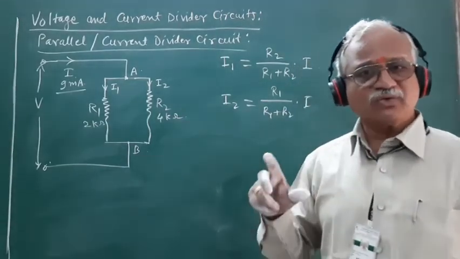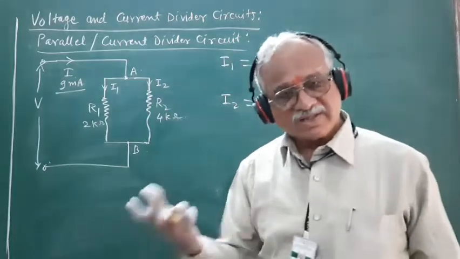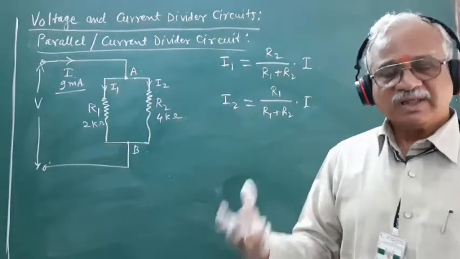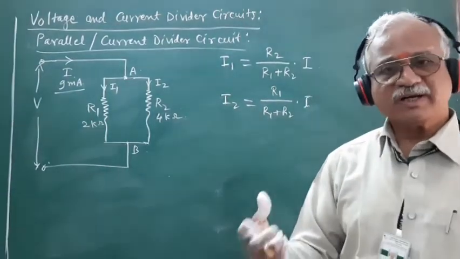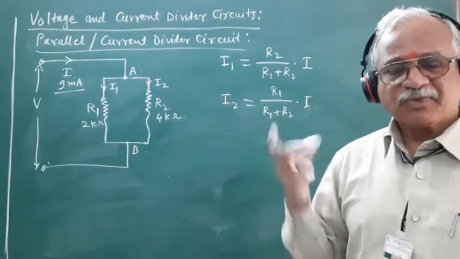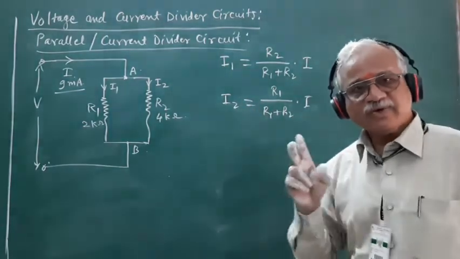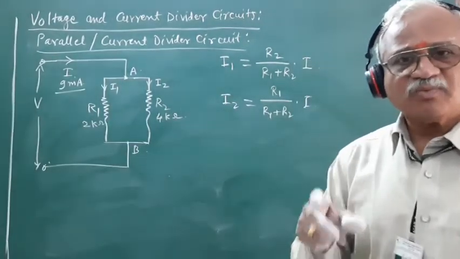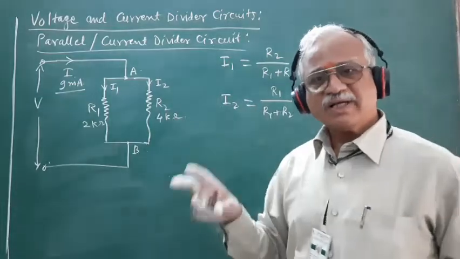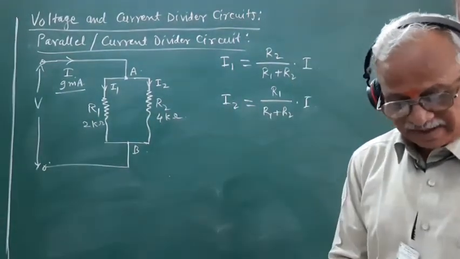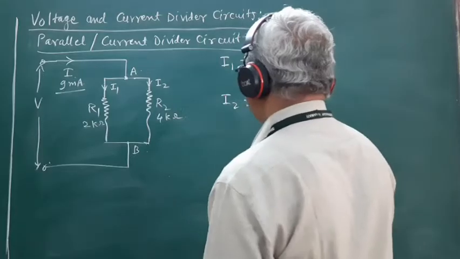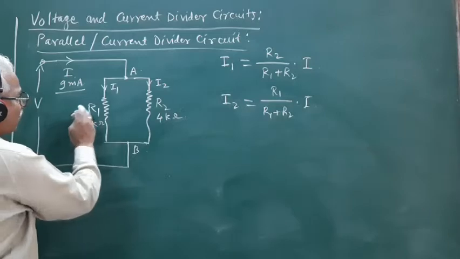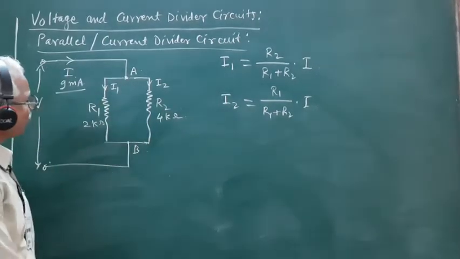These formulas we are going to make use of while studying the three most important theorems in this chapter, that is the Thevenin theorem, Norton theorem and the superposition theorem. So, this concept of voltage divider circuits and current divider circuits is of great importance for studying these theorems. So, try to understand. Here we can find out the values of I1 and I2 using the values of R1, R2 and the current I drawn from the source.